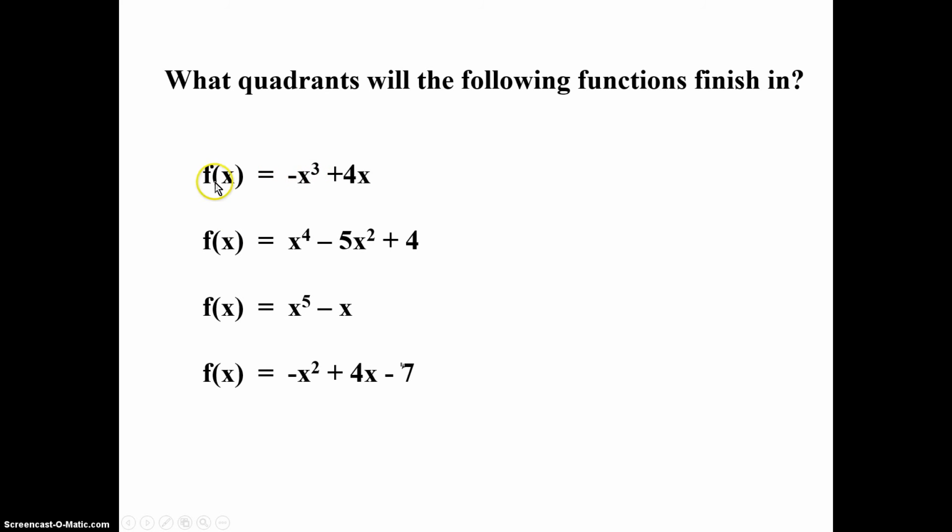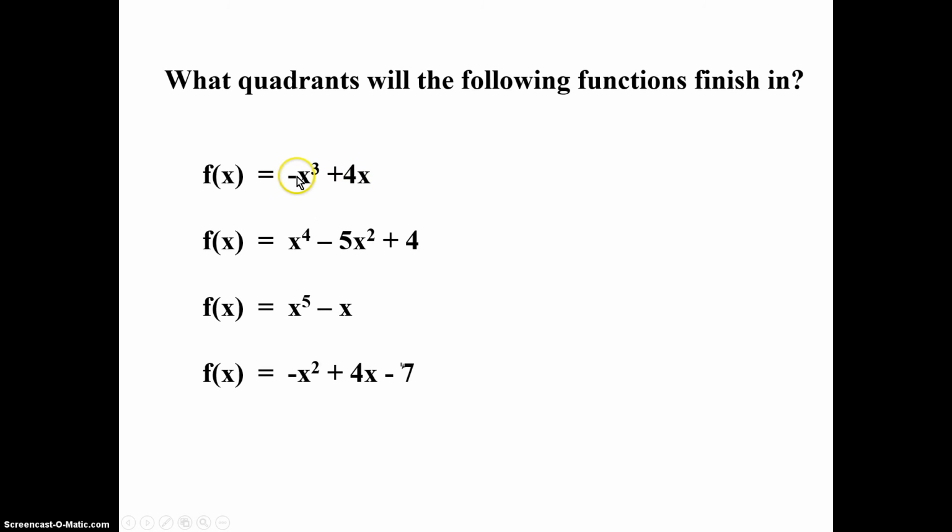Here we go. F of x is equal to negative x cubed plus 4x. Okay, this entire thing, that's what I'm going to be looking at. Let's look at the exponent first. The exponent is 3. All right, go to your foundation, 3. You're going to think of a line going in the positive direction or a line going in the negative direction. Well, positive and negative depends on the coefficient.